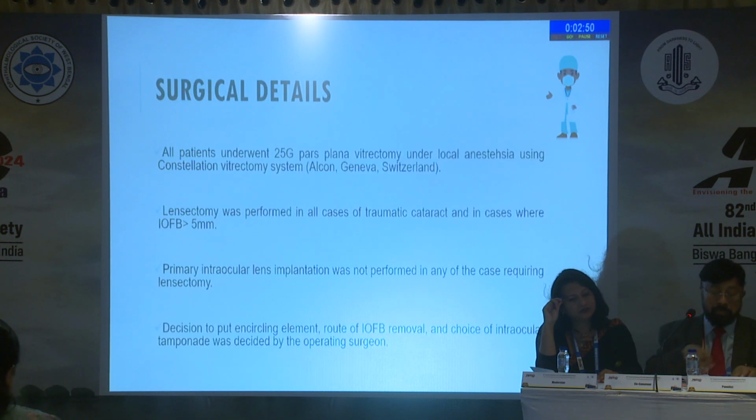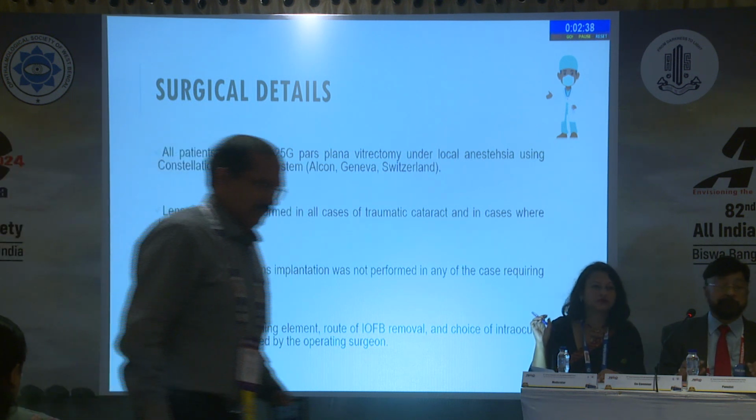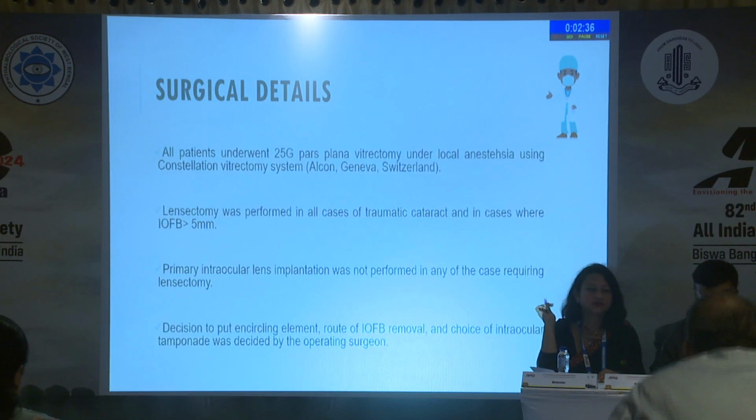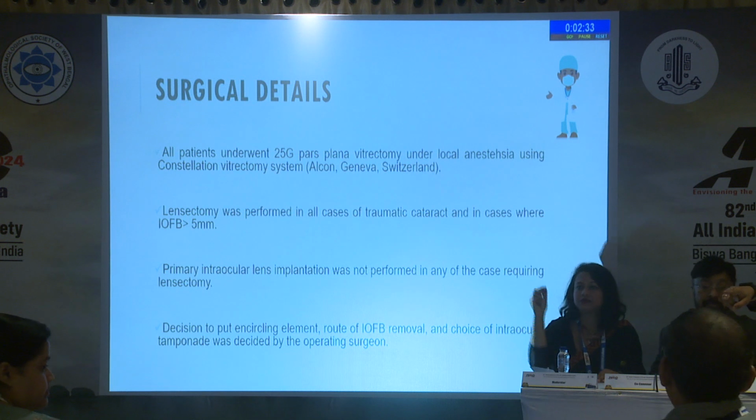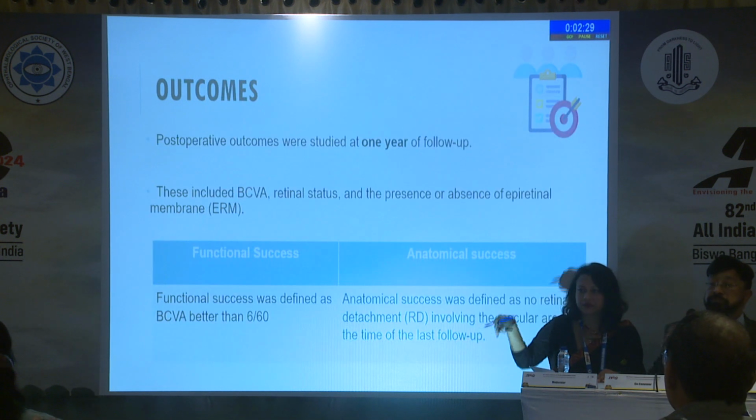All the surgeries were performed on the Constellation vitrectomy system, and lensectomy was performed in all the cases of traumatic cataract and in cases where intraocular foreign body size was more than 5 millimeters. Also, primary intraocular lens implantation was not performed in any of the cases requiring lensectomy. The decision to put an encircling element, the route of intraocular foreign body removal, and the choice of intraocular tamponade was decided by the operating surgeon.